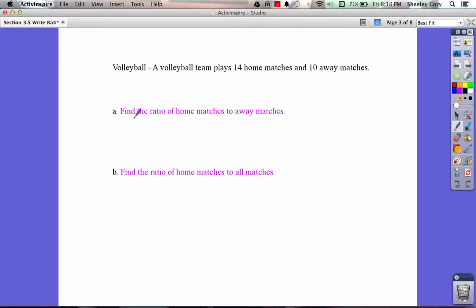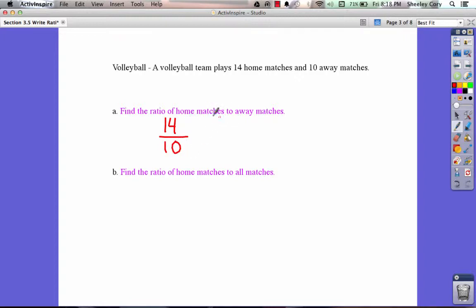And it wants us to find the ratio of home matches to away matches. Well, that's easy. We just take the number of home matches and divide it by the number of away matches. So what we're going to say here is we got 14 home matches over 10 away matches. We're going to use division.